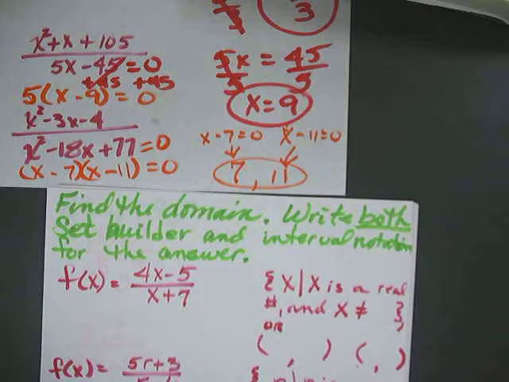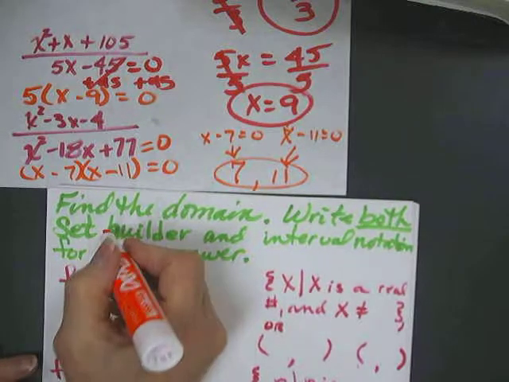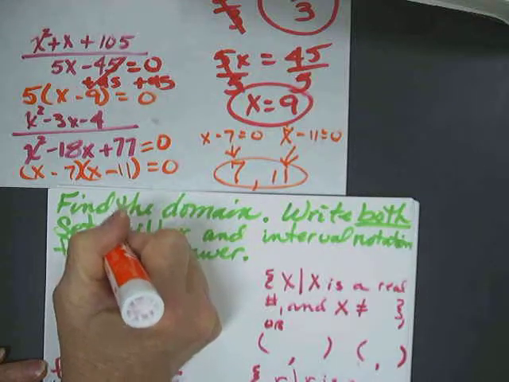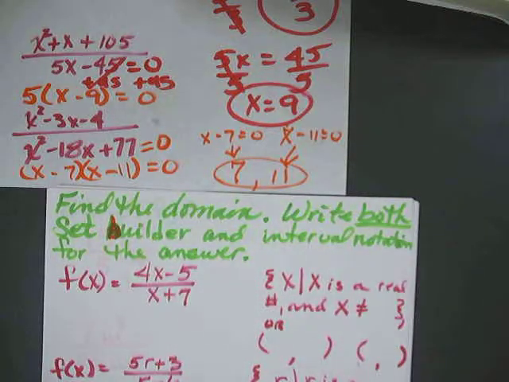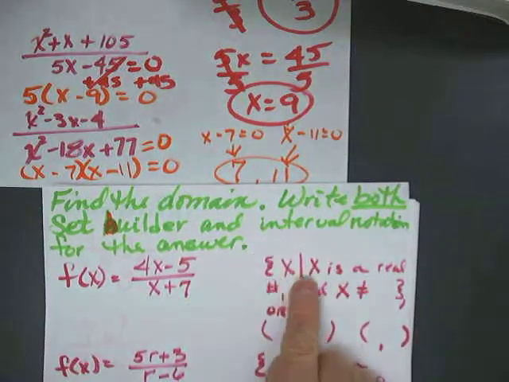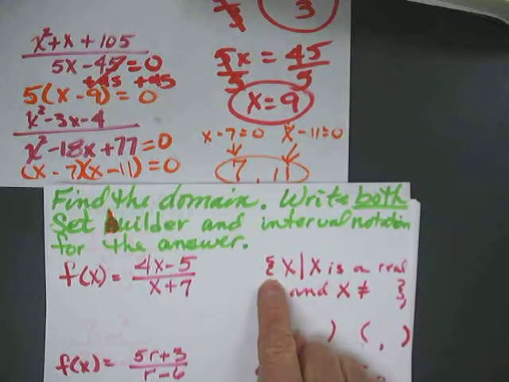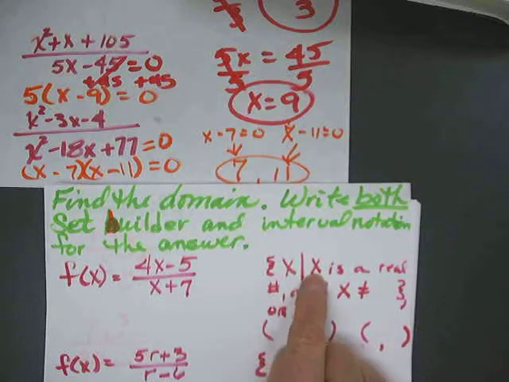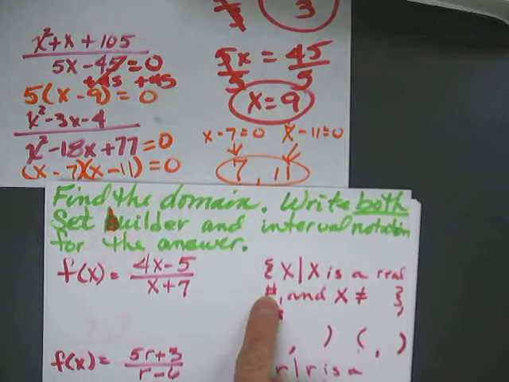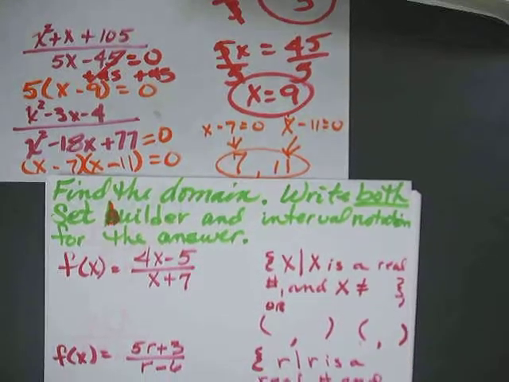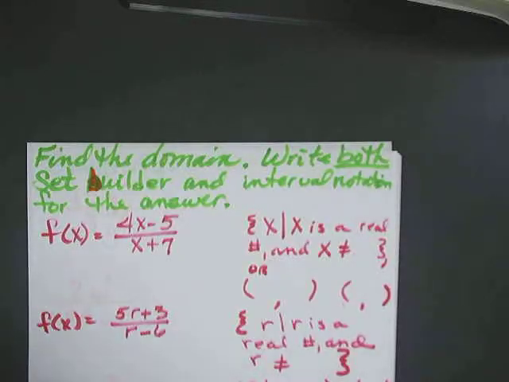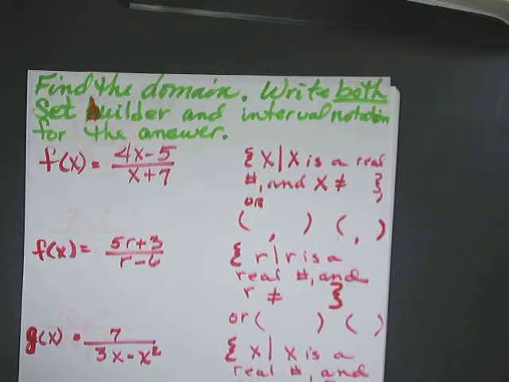Find the domain. You're going to write both the set builder and the interval notation for the answer. So this is the problem. Set builder is where you have a set of numbers x such that x is, okay, this is set builder, this is interval notation.